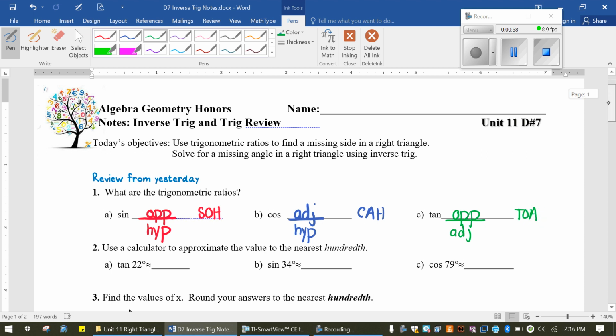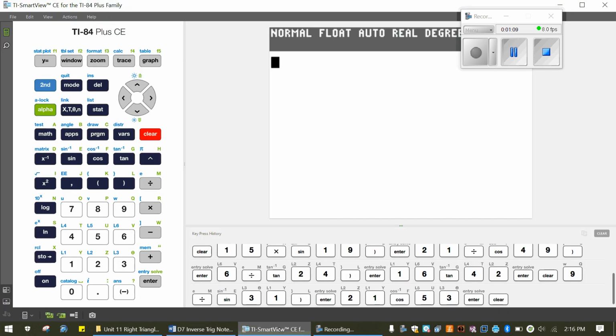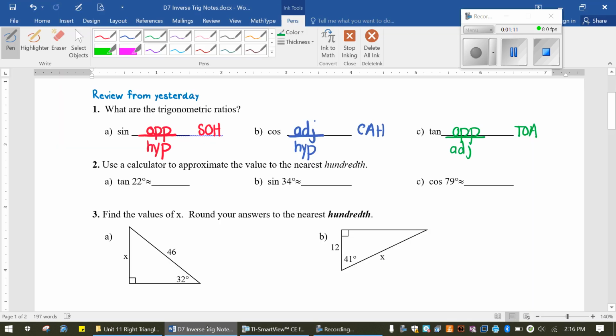All right, let's review entering these into our calculator, making sure we've got the correct mode if we are using a graphing calculator. So we're going to look at the tangent of 22 degrees. Go ahead and type in the tangent of 22 degrees into your calculator. Try the sine of 34 degrees, and then the cosine of 79 degrees. For each one of those, you want to round to the nearest hundredth. So that's 2 decimal places.